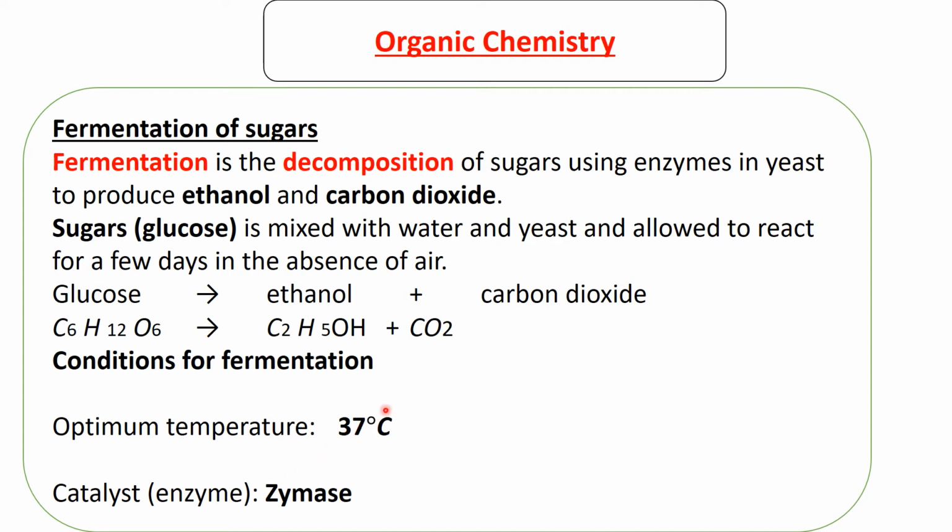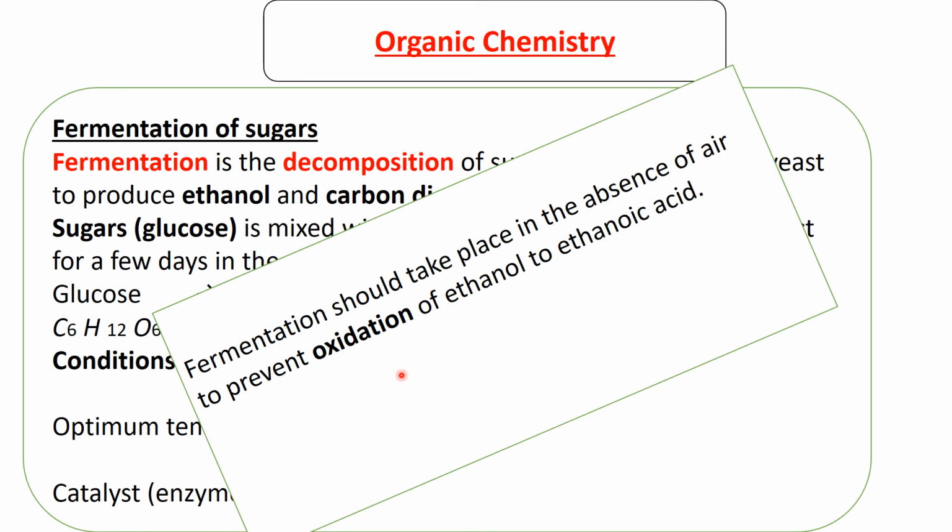So what happens if the temperature goes too high, above 40? There are two things that we are always avoiding. One, make sure that there's no air. Two, the temperature should not go above 40. As an emphasis, fermentation should take place in the absence of air to prevent oxidation of ethanol to ethanoic acid. So if there's air, ethanol will turn into ethanoic acid once oxygen combines with ethanol. So that's why we don't want air.